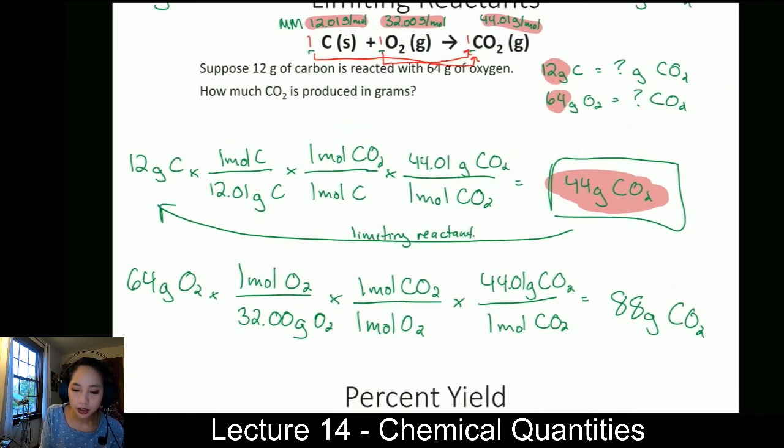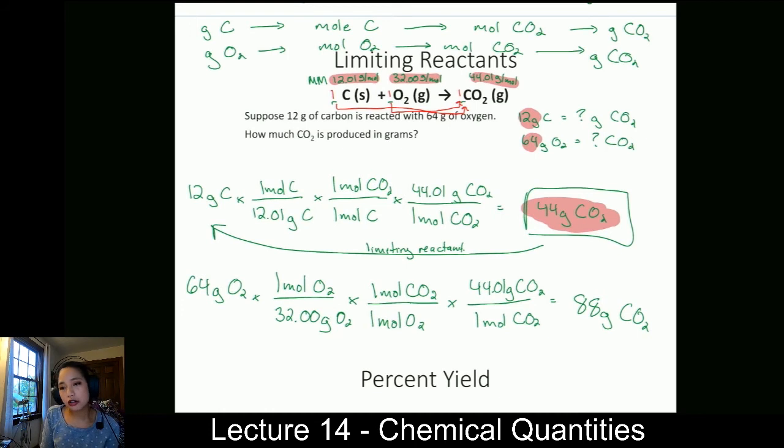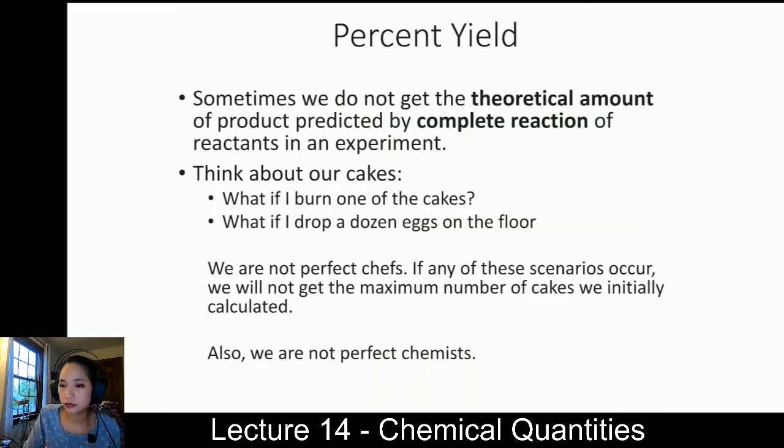All right. So again, limiting reactant questions are no different from just straight conversion questions, those 3 examples we did previously. The only difference is that you need to calculate how much product you make with each of your different reactants and just determine which one runs out first. So the last topic that I want to talk about in chemical quantities in this lecture is percent yield.